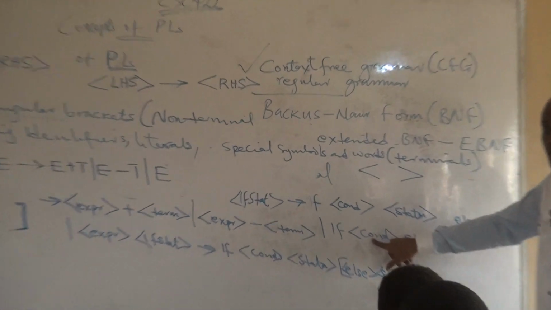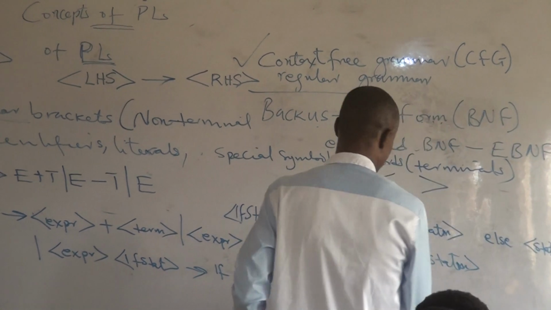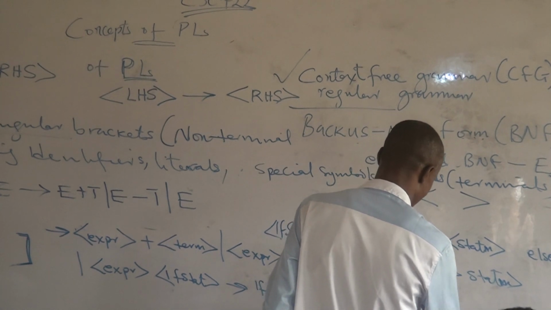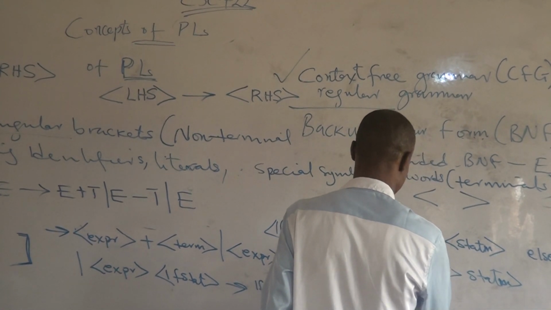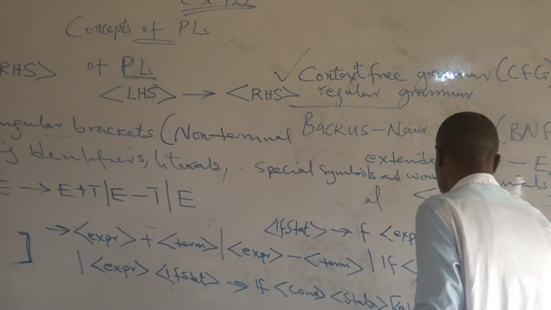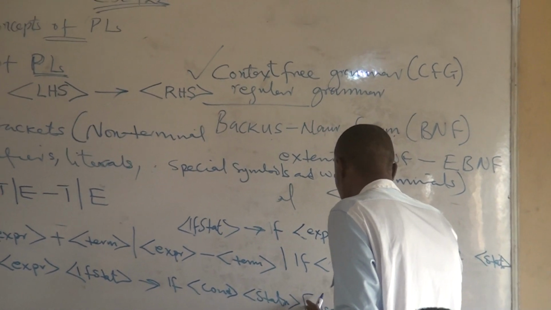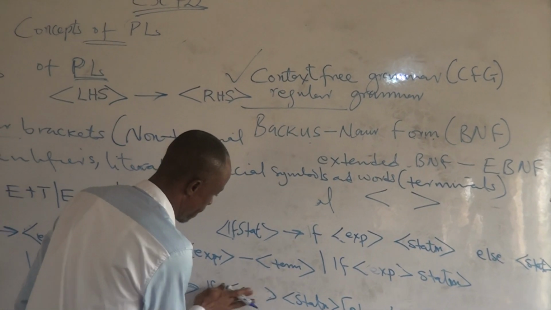Even the condition here, it's an expression. I hope you know. We can say expression. Let's put expression there. Let's put expression here. The else doesn't need to be in brackets, because the else is not an abstraction. It's just like the if. Then let's put expression here.